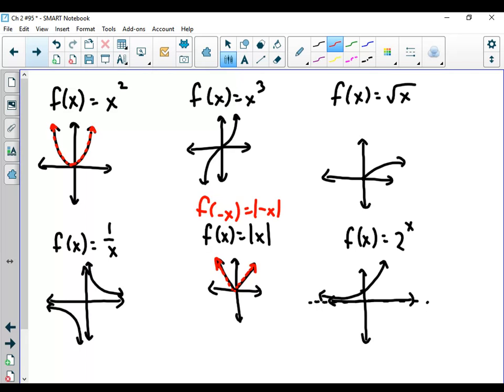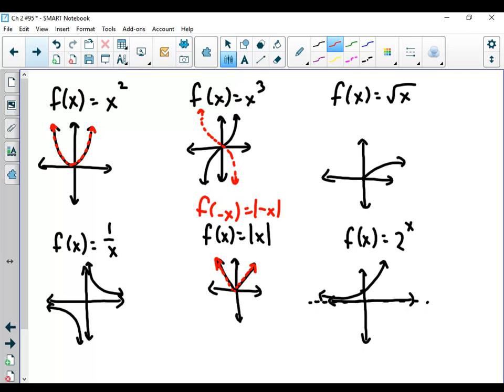Well, we said that when we did this one, it changed a little bit. And you should have found out that your new graph looked like this. Well, we'll come back to that one here in a second and see what happened with that one.